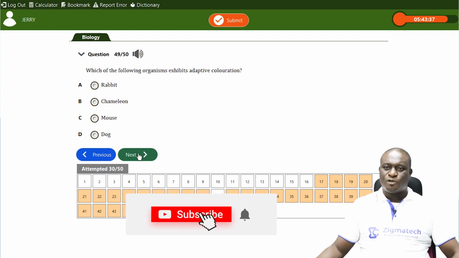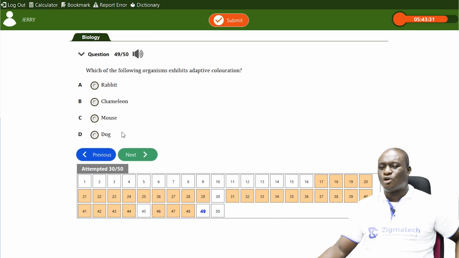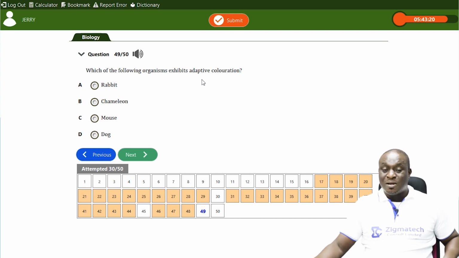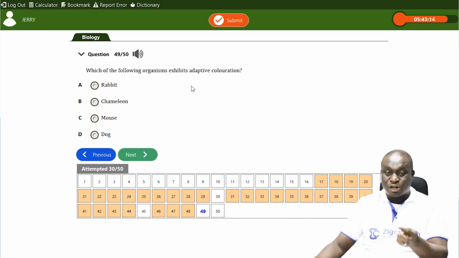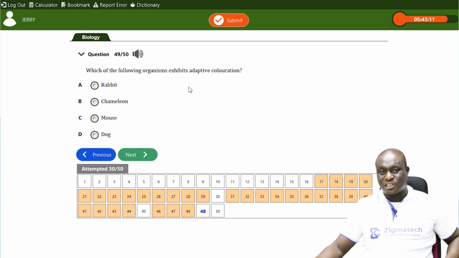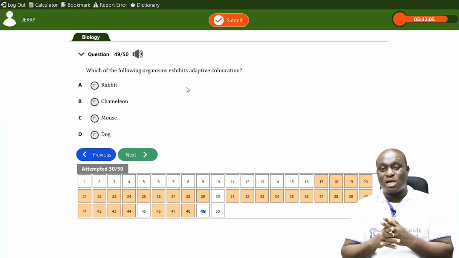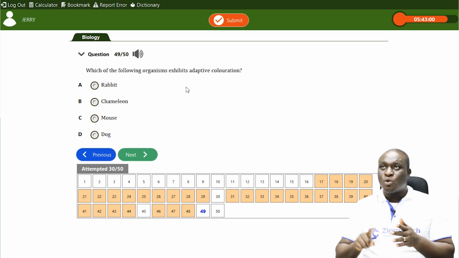Option B. 49. Which of the following organisms exhibits adaptive coloration? Adaptive coloration. Now, what is adaptive coloration? This is actually the possession of colors by living organisms to ensure that they catch their prey and also escape predators or enemies in order to survive in a particular ecosystem or habitat. We have different types of adaptive coloration. We have what we call warning coloration. We have Batesian mimicry. We have counter shading. We have so many of them.